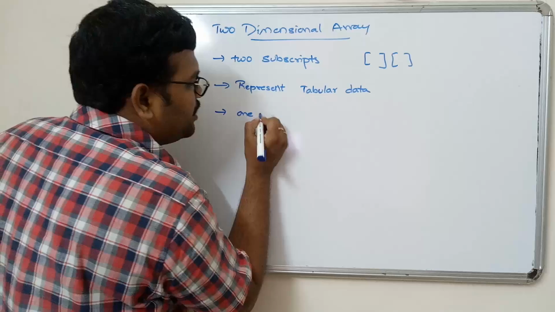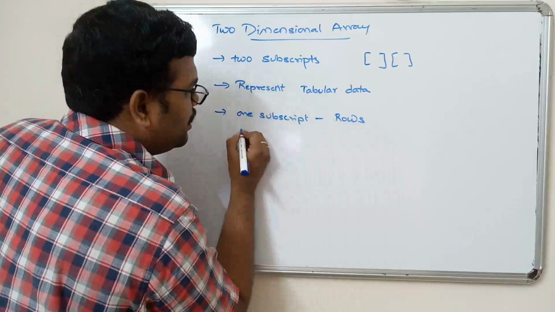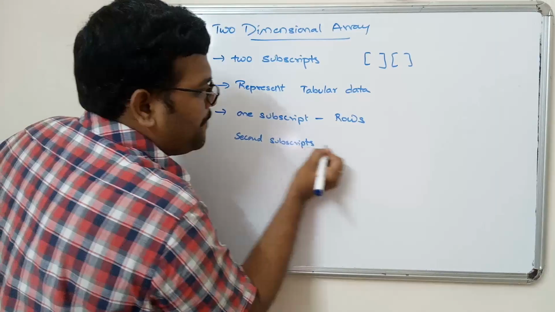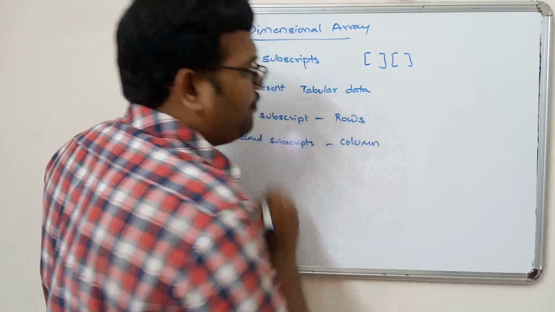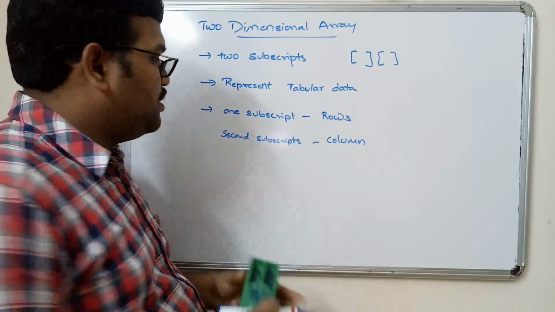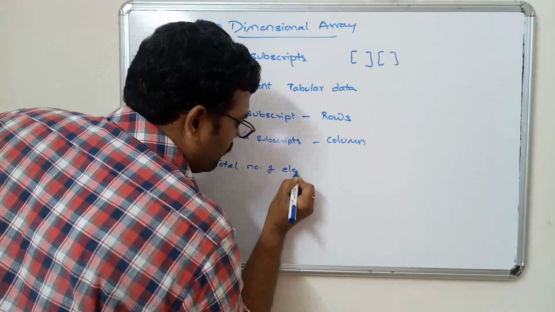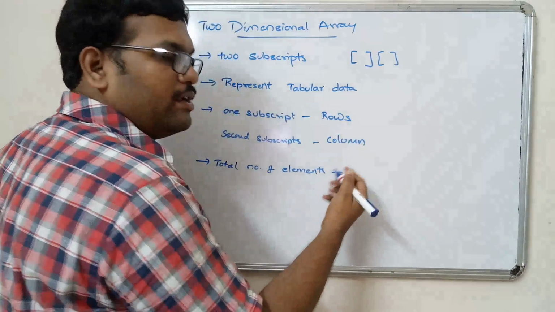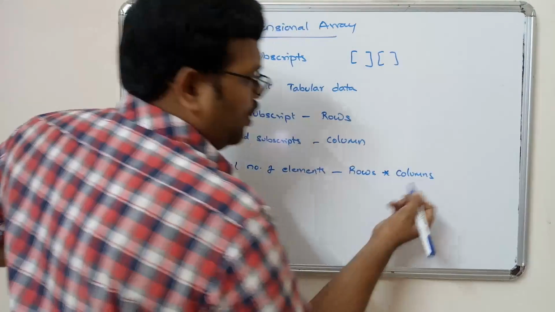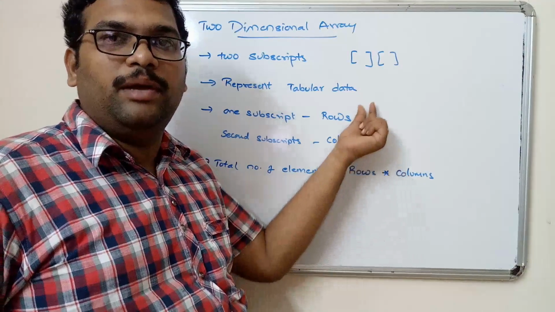One subscript represents the rows and the second subscript represents the columns, and the total number of elements that the two-dimensional array stores is rows into columns. This multiplication will give the maximum number of elements that the two-dimensional array can store.